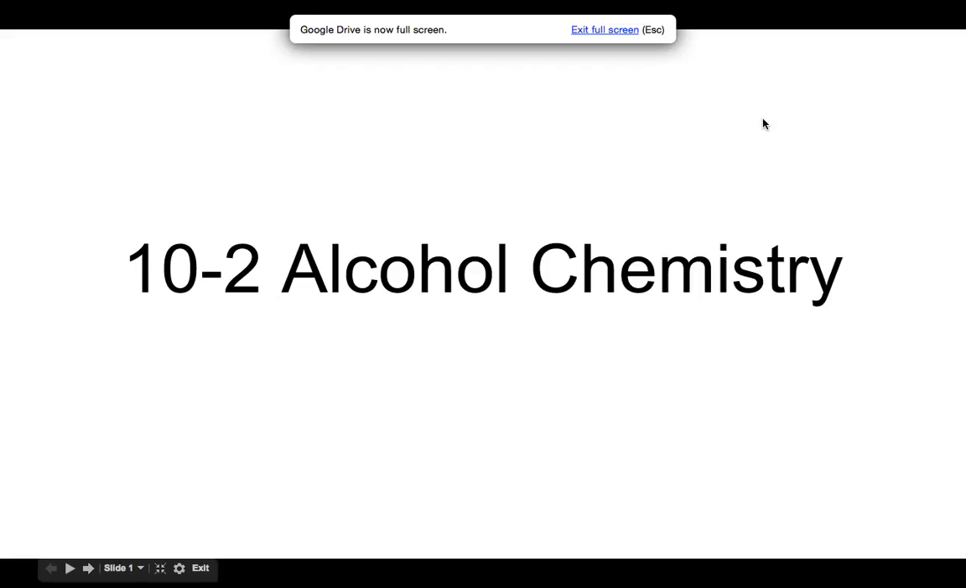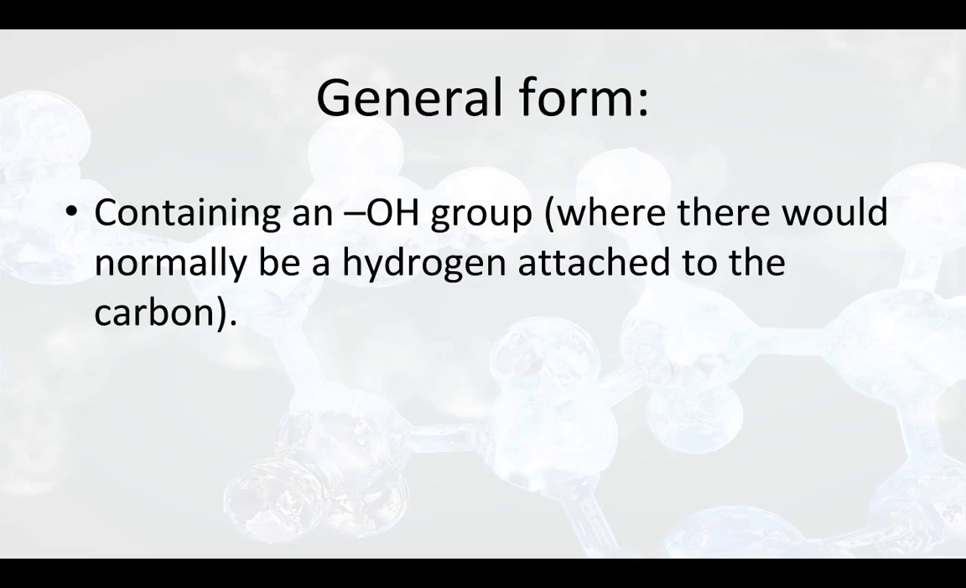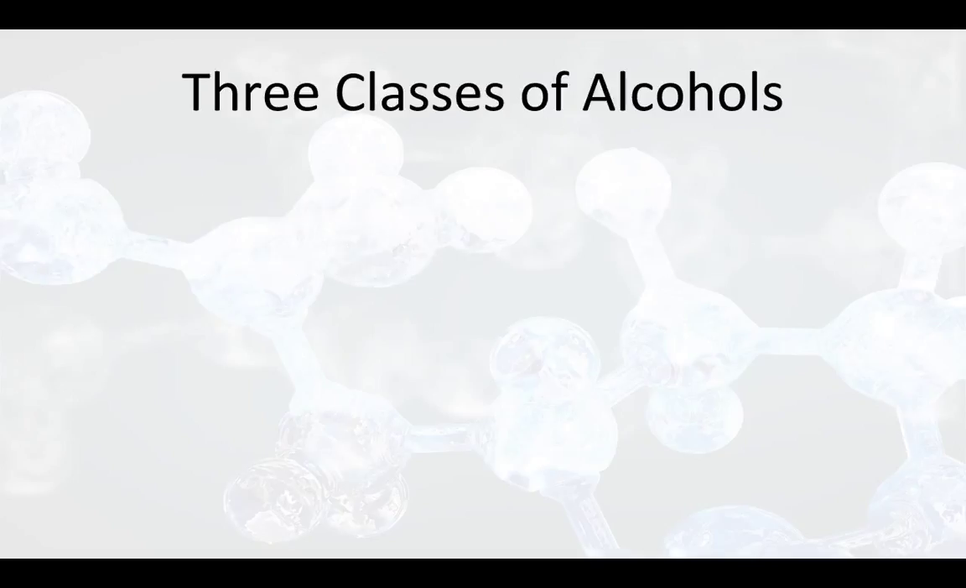Yesterday we were dealing with the chemistry involving alkenes. Today we're dealing with the chemistry involving alcohols, which remember is a whole class of organic molecules, anything with that OH on the end, and that's the first thing that we see here. So the general form for an alcohol is something that contains an OH group, where there would normally be hydrogen attached to the carbon. So it's a functional group just with OH attached in place of the hydrogen.